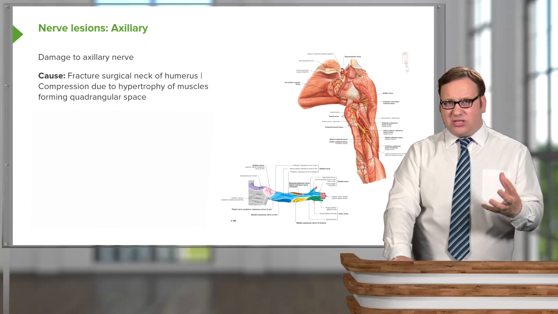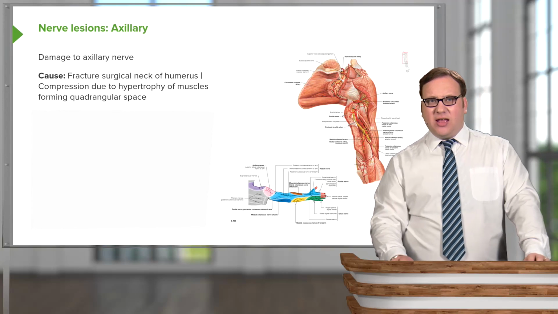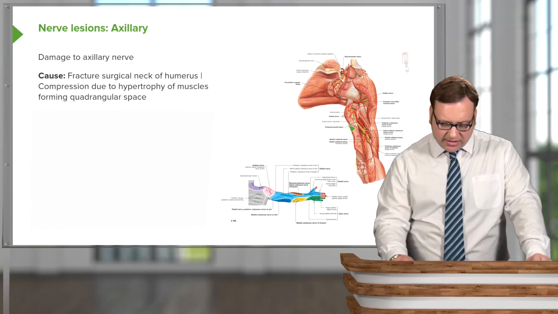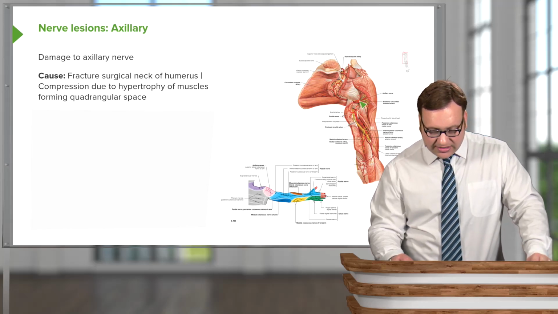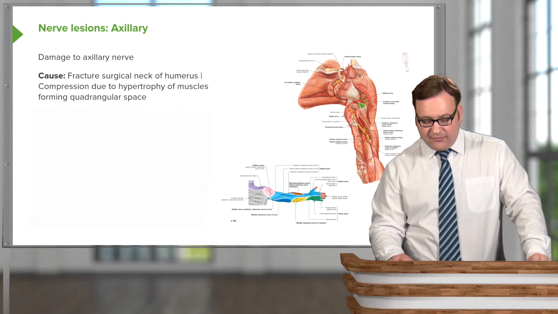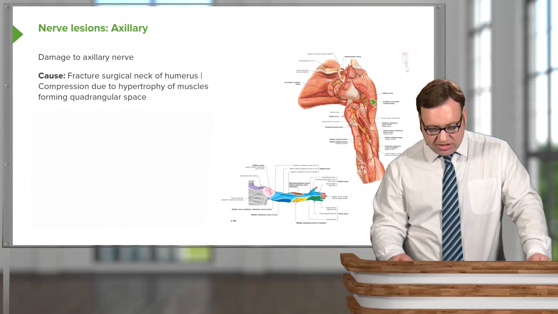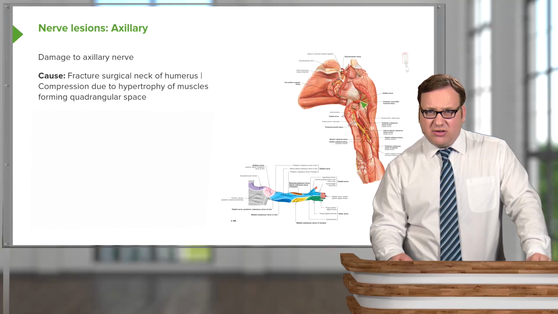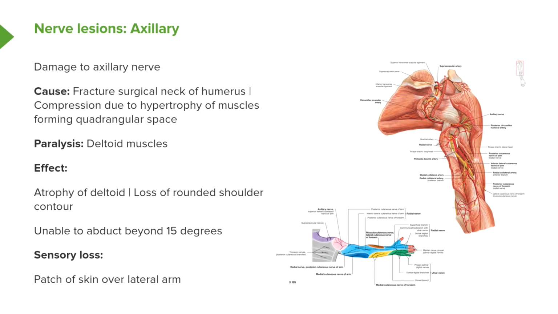So if the muscles that form the quadrangular space were to become bigger, to hypertrophy, then this could compress the quadrangular space. Now, as we know, passing through the quadrangular space is the axillary nerve, so this can compress this nerve, leading to functional deficits of the deltoid. If there's a fracture to the surgical neck of the humerus, then as the axillary nerve passes through here, the same problems will result. You'll have paralysis of the deltoid muscle.